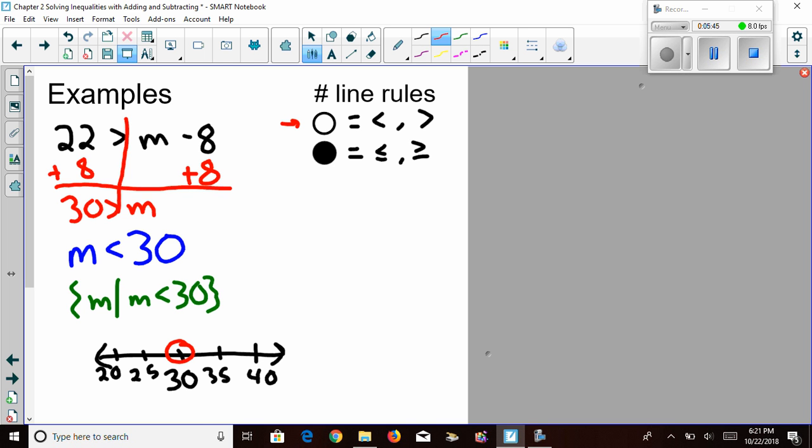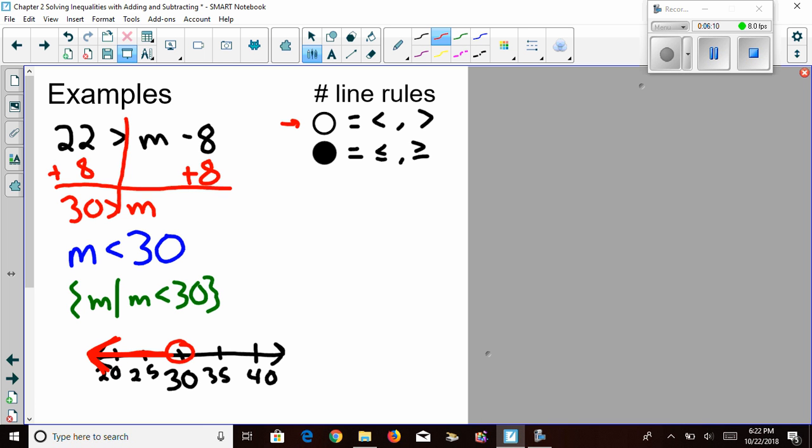And then I want to mark all the numbers that are less than 30. So think about which direction I have to go. My numbers get smaller, or less than, as I go to the left on a number line. So I want to mark that by shading in or somehow marking the left side of my inequality.